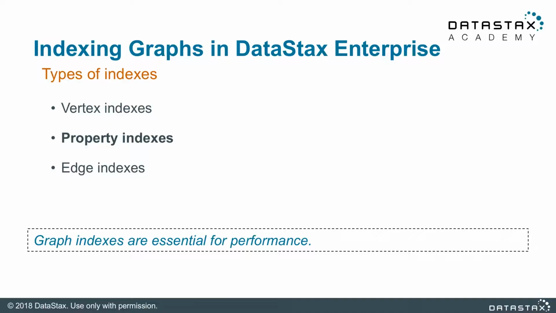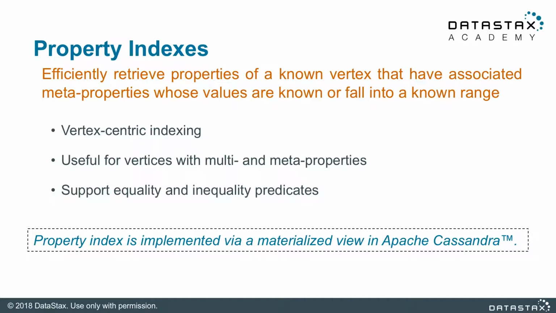Now that we've covered vertex or global indexes, let's dive into property indexes, which are a type of vertex-centric indexes. Once we found a starting point with an ID lookup or a vertex index lookup, the only other index that can be used along Gremlin's route is a vertex-centric index, which is a property or an edge index. Property indexes can be used to efficiently retrieve data from multi-properties with meta-properties.